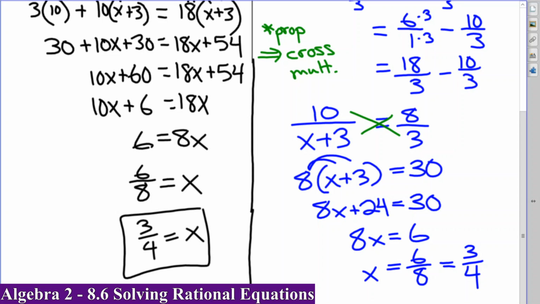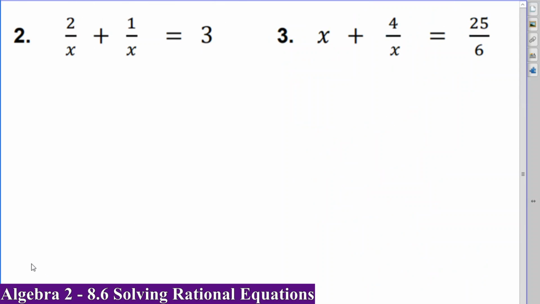But let's see what happens if we try another example here. Okay, so let's go to example number 2. There's definitely multiple ways that we can solve for this. I'm going to start out with what I think is the easiest in my mind here, and that is trying to solve it using the least common denominator.